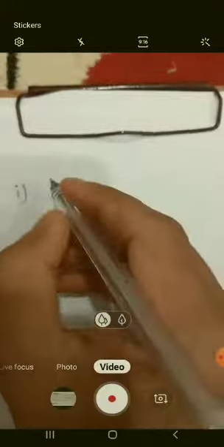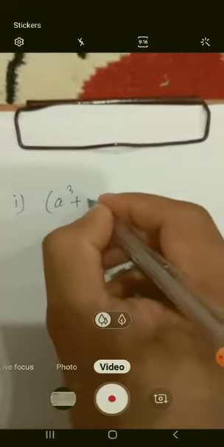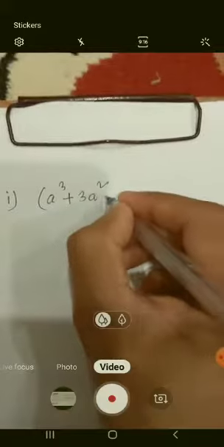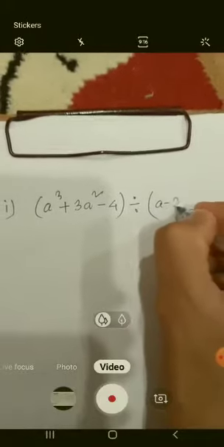Now I am going to write question number 1, which is a cube plus 3a square minus 4, which is divided by a minus 2.